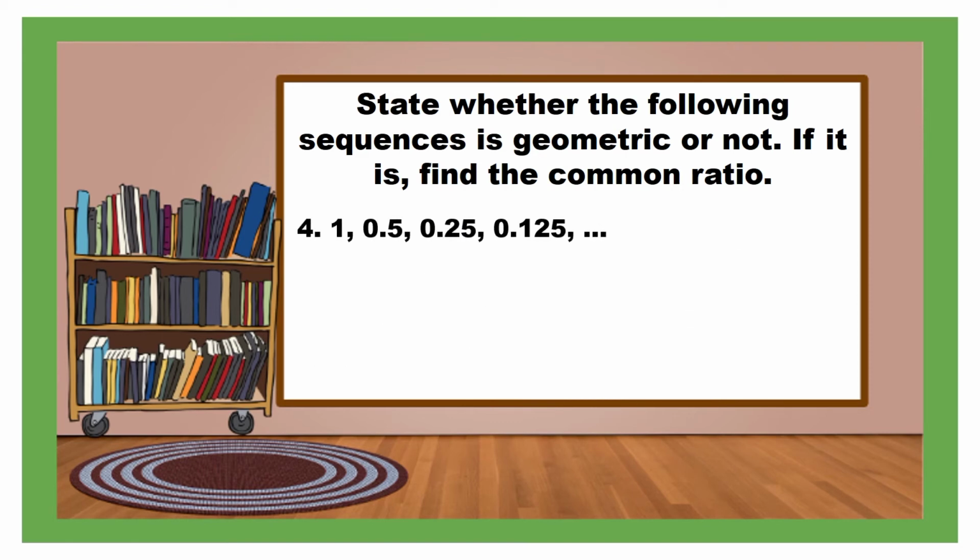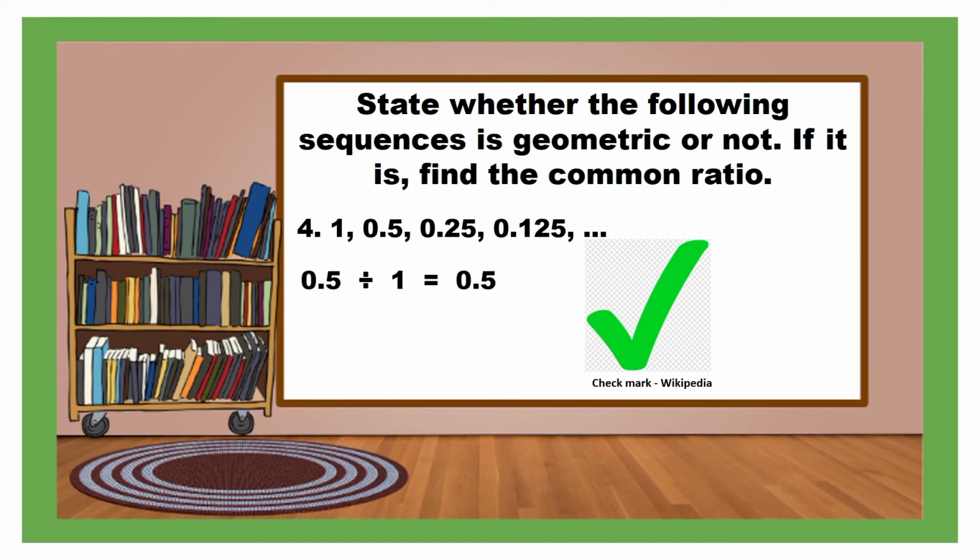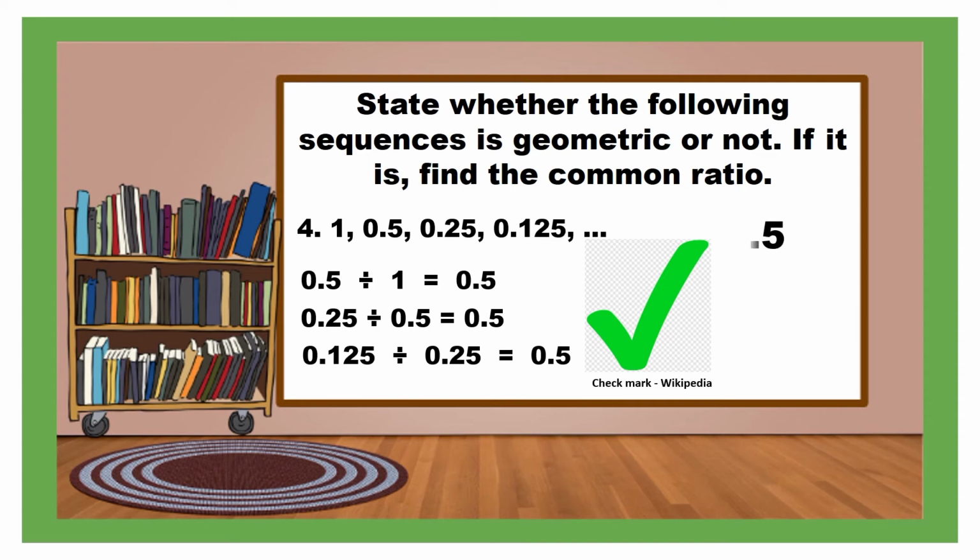Number 4. 1, 0.5, 0.25, and 0.125. It is a geometric sequence. 0.5 divided by 1 is 0.5. 0.25 divided by 0.5 equals 0.5. And 0.125 divided by 0.25 is 0.5. The common ratio is 0.5.